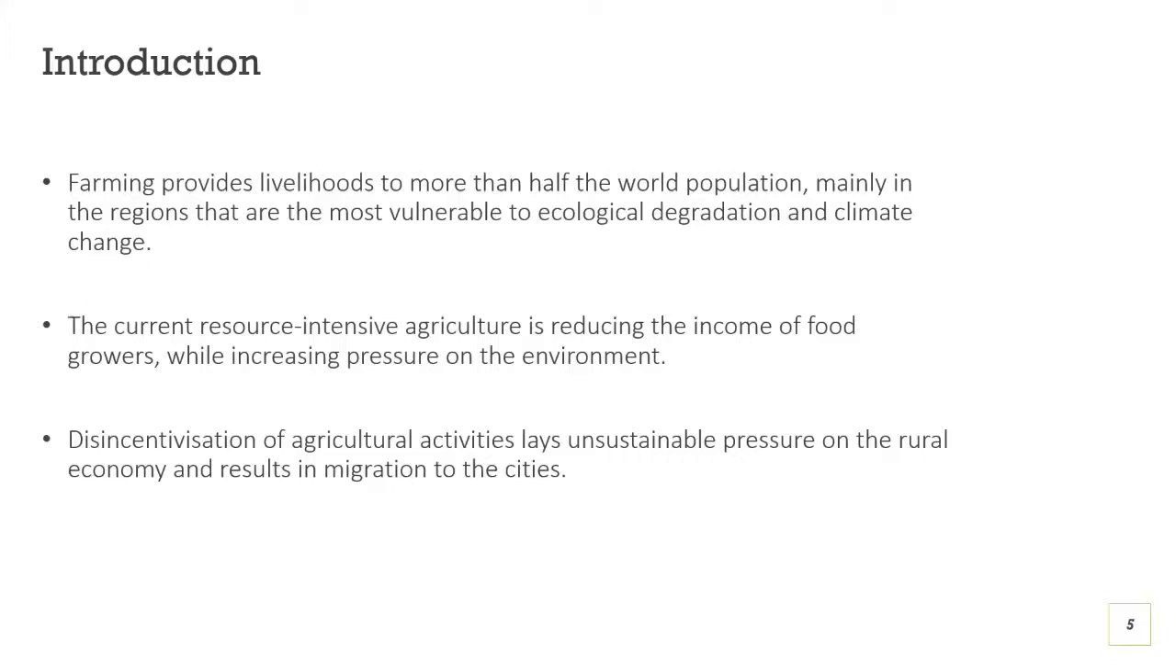And the current agricultural practices, which are by nature resource intensive after the advent of the Green Revolution in the 1960s or 70s, have led to a decrease in the income of food growers. This has resulted in increased pressure on the environment on one hand because of the increase of agrochemicals, and also has led to the migration of people from rural areas to cities, leading ultimately to unplanned urbanization, which is another unintended, maybe indirect, consequence of failed or unsustainable rural development.